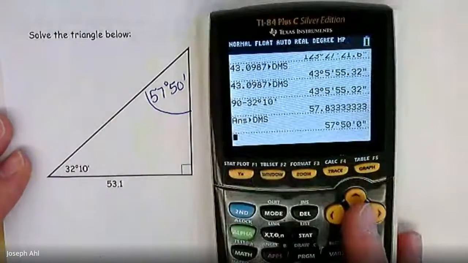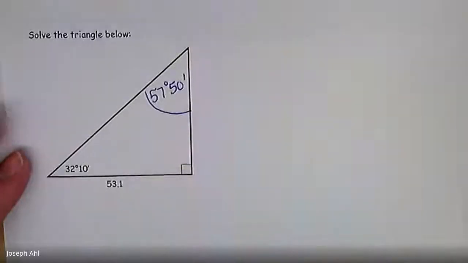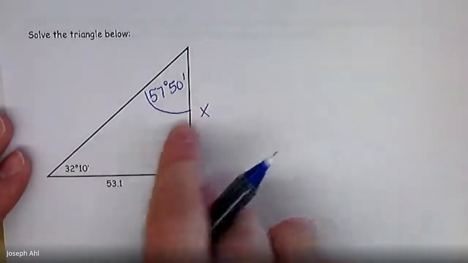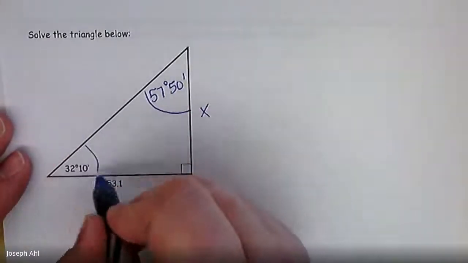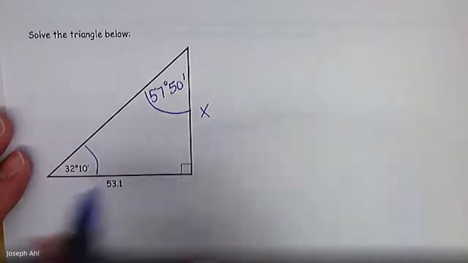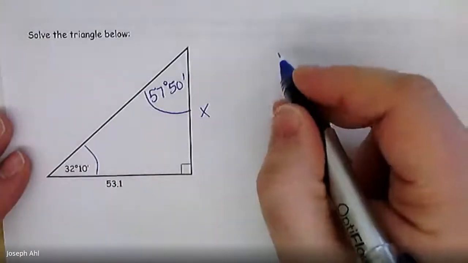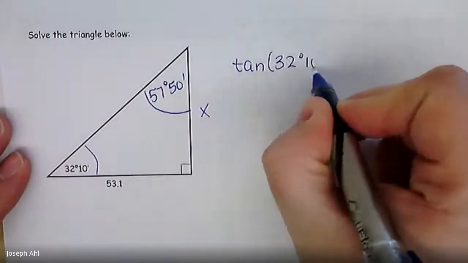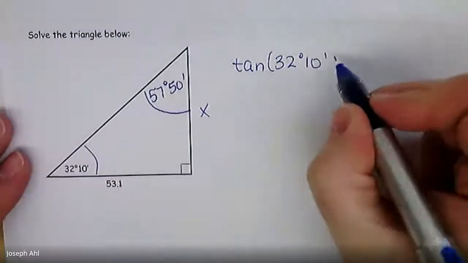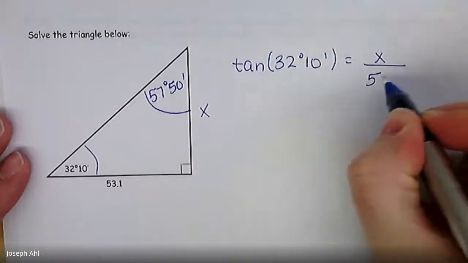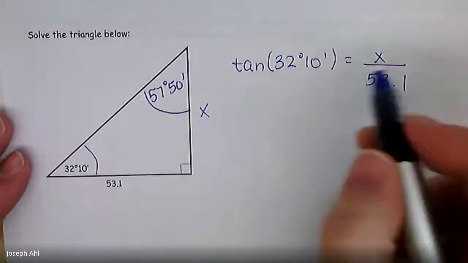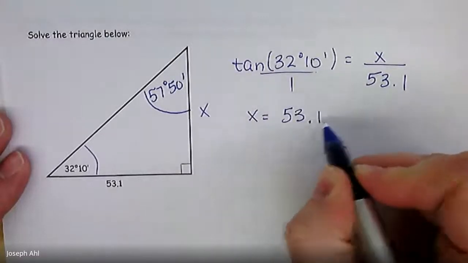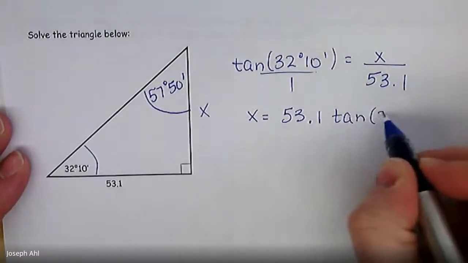Okay, let's see if we can do some trig to find these missing sides. Let's say I want to find this one first. Call this one x. I'm going to use some tangent because I have opposite that I'm looking for and I know adjacent. So let's do tan of 32 degrees, 10 minutes. That would equal opposite over adjacent, 53.1. All right, go ahead and cross multiply. X equals 53.1 times the tan of 32 degrees, 10 minutes.